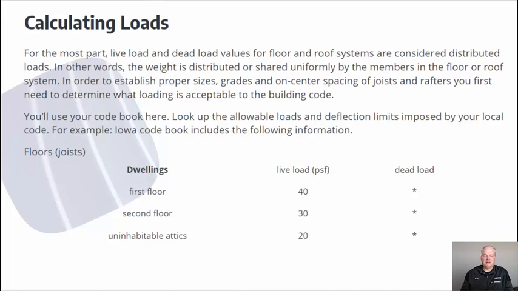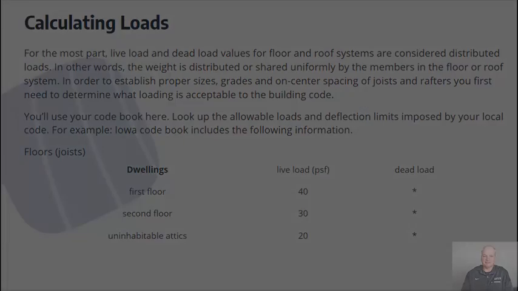For example, the Iowa code book includes the following information. For floor joists, we see the dwellings, live load and dead load across the top. You'll notice right off the bat, dead load has asterisks in it. And as mentioned before, we really do not do a dead load calculation when calculating the size of members here. If we look at first floor, we can see a live load of 40 pounds per square foot, second floor of 30, and uninhabitable attics of 20 pounds per square foot.